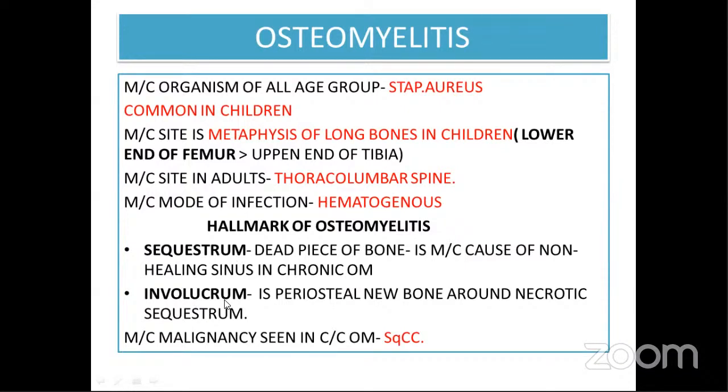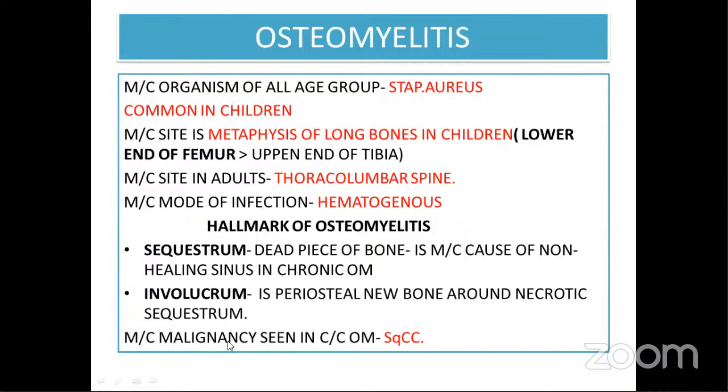Coming to involucrum. What is involucrum? It is a periosteal new bone around the necrotic sequestrum. Now the dead piece, because of chronic infection, there is necrosis of the bone and it is falling apart. At that area, a new bone forms. And that new bone formation is called involucrum. Okay, periosteal new bone is involucrum. So these are the two important hallmarks of osteomyelitis.